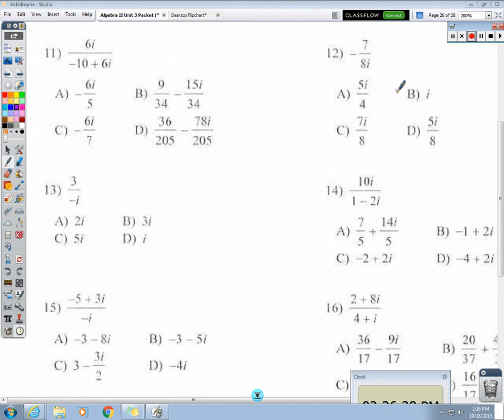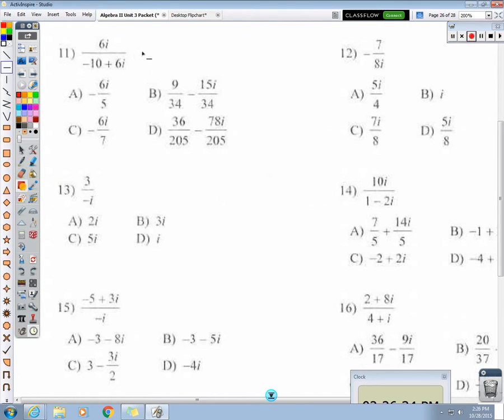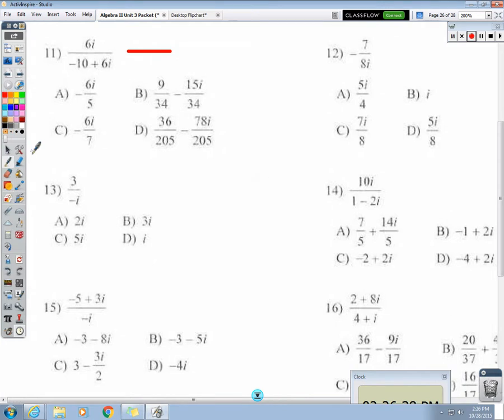Alright, first thing you have to do is get this imaginary number out of the denominator. So to do that, we have to do what? How do you get the imaginary number out of the denominator? Step 1. Right, multiply by the complex conjugate, which is negative 10 minus 6i. And you have to do that to the top and bottom.